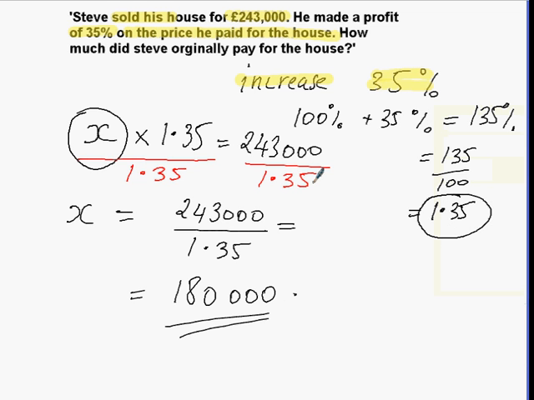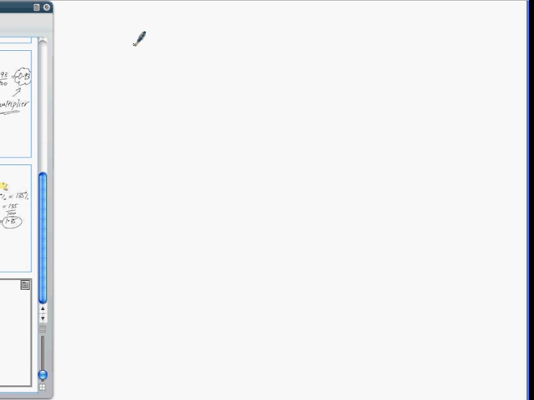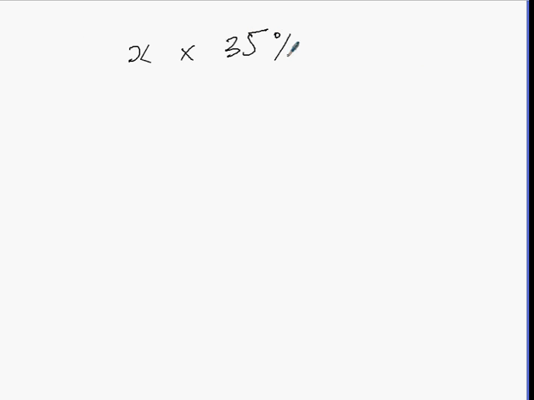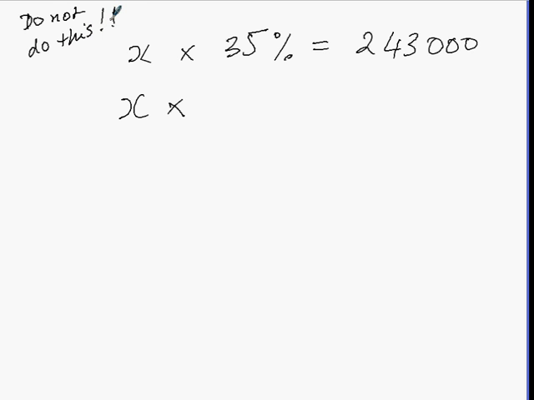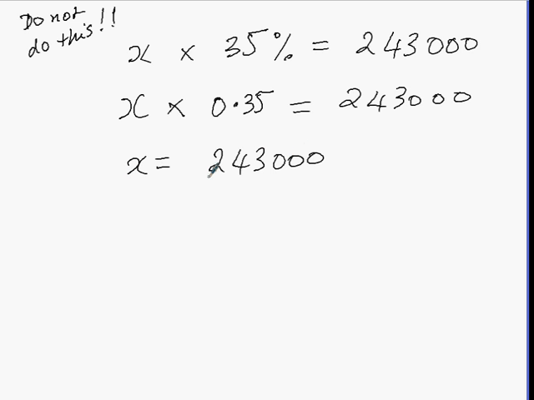All right, now a common mistake that people would make is to say, well, the new price is 243,000 pounds and he's made a profit of 35,000 pounds. So what I might do is just do something like x times 35% is equal to 243,000 pounds, and x is the original price times 35% is the multiplier. So like I said to you, some people think that they should do that and it's wrong. Do not do this, okay? Don't write x, which is the original price, times 35% is equal to 243,000 pounds. And 35% can be written as 0.35 as a multiplier, equal to 243,000 pounds. So x must be equal to 243,000 pounds divided by 0.35.